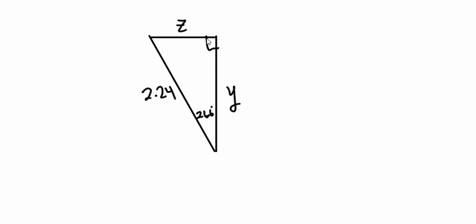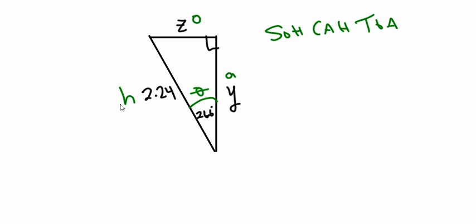So now that we have a right angle triangle, we can actually use the basic trig ratios. To set this up as a proper trig triangle, here's the angle I know, so that's theta. This side here, opposite the right angle, is the hypotenuse, and this side is adjacent to theta, and z is opposite theta. So if I want to find y, I need to find a trig ratio that relates the side I know, which is hypotenuse, to the side I want, which is adjacent.